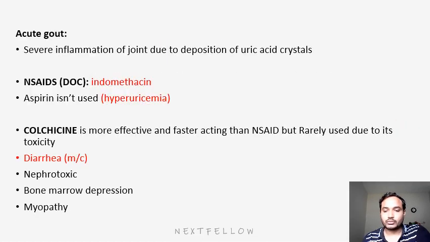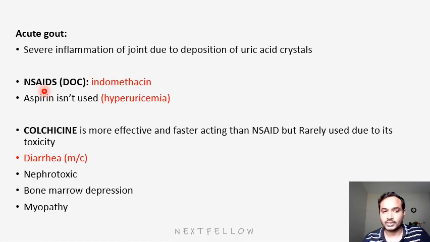Acute gout is a severe inflammation of the joint due to deposition of uric acid crystals. The main drug is NSAIDs, and the drug of choice is indomethacin. Among NSAIDs, aspirin will not be used in this condition. Why? Because the adverse effect of aspirin is hyperuricemia.